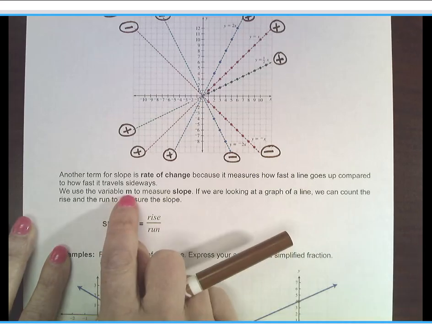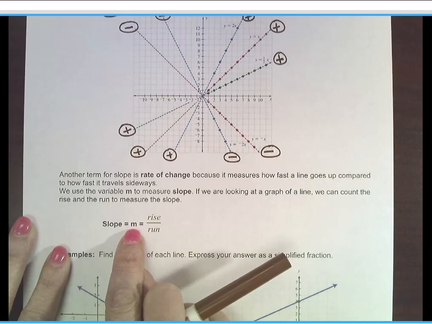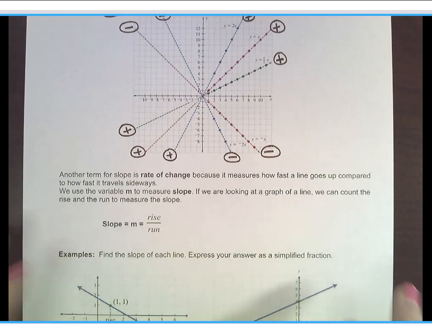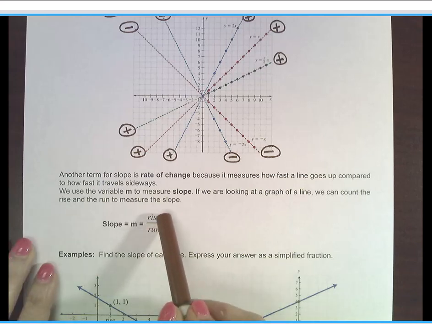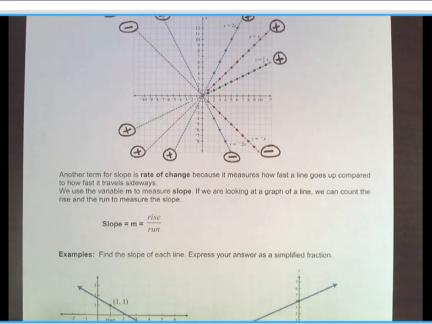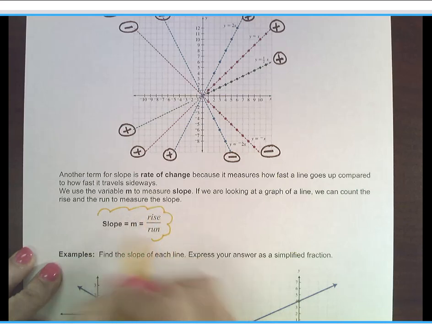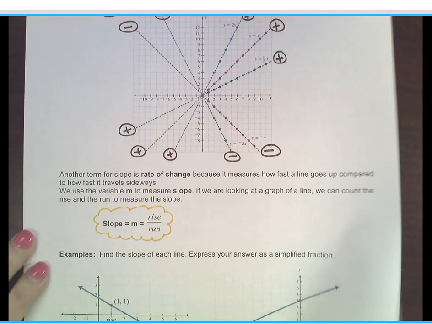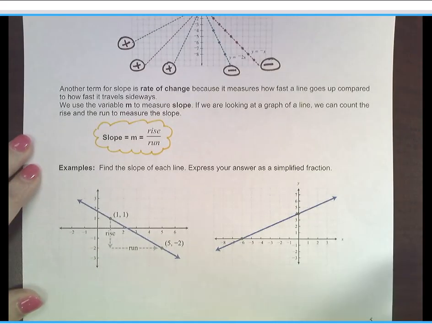We always use the variable m for slope. I don't know why it's m. Somebody just decided that, and so we've always done it that way. So slope is m. And if you're looking at the graph of a line, what you can do is find any 2 points on the graph and then count how far you would rise and run to get from one point to the next. So you absolutely need to know this formula for slope. It's rise over run. It's really just a phrase, not really a formula. I haven't met too many people that don't remember rise over run from their previous math classes. Most people remember that. So let's try a couple examples.